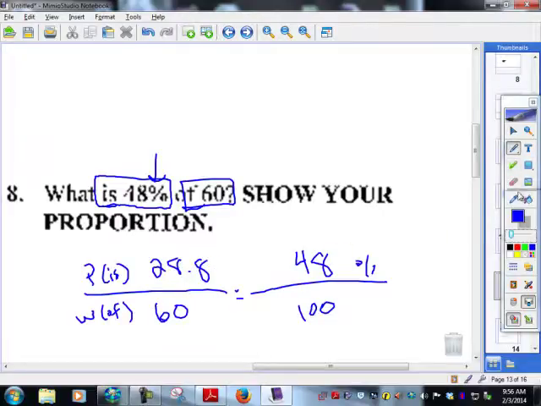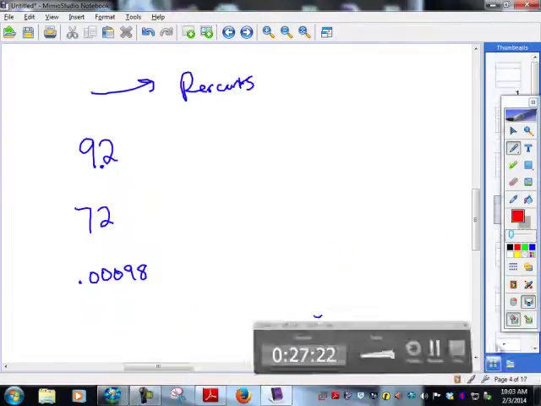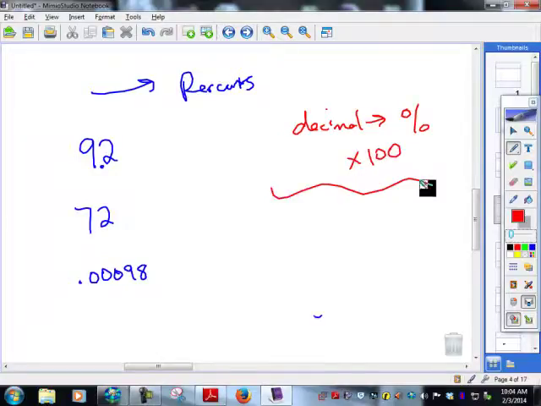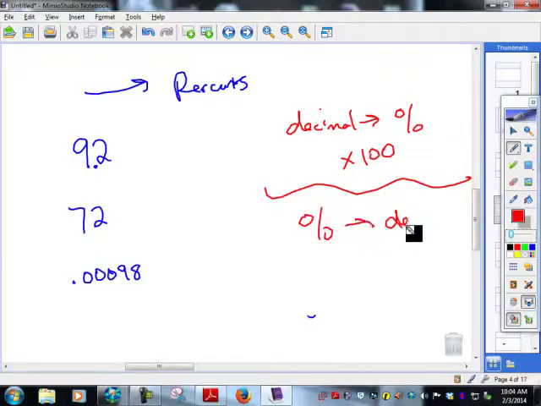All right. Okay, so now we're going to turn these into percentages. Again, guys, you might want to write this on your paper. When you're going from decimal to percent, you multiply by 100. When you're going from percent to decimal, you do the opposite and divide by 100. That might be something you may want to write down to help you. When you're turning into a percent, you multiply by 100. When you're turning into a decimal, you divide by 100. Everybody understand that? Good?